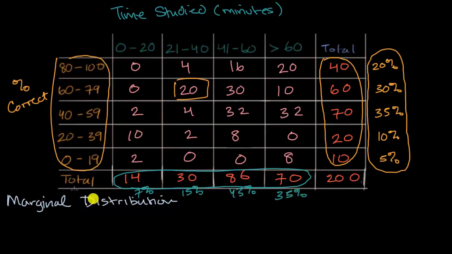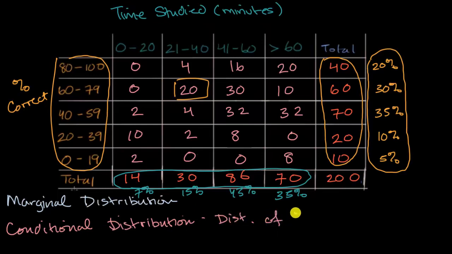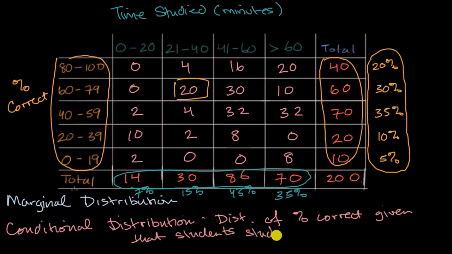Now, another idea that you might sometimes see when people are trying to interpret a joint distribution like this, or get more information or more realizations from it, is to think about something known as a conditional distribution. And this is the distribution of one variable given something true about the other variable. So for example, an example of a conditional distribution would be the distribution of percent correct given that students study between, let's say, 41 and 60 minutes.